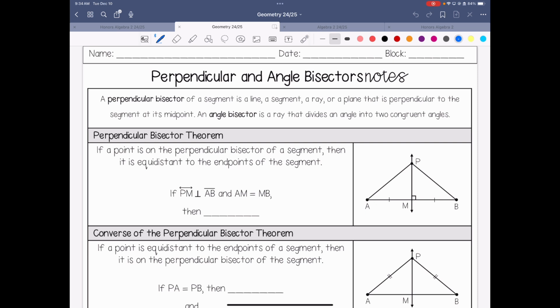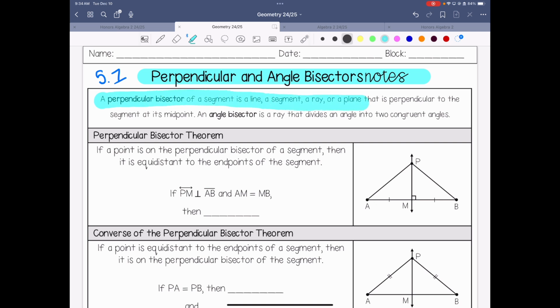So first for your notes, you should have perpendicular and angle bisector. That should be kind of your heading. That's what we're talking about today. This is section 5.1. So the first definition we have is a perpendicular bisector.